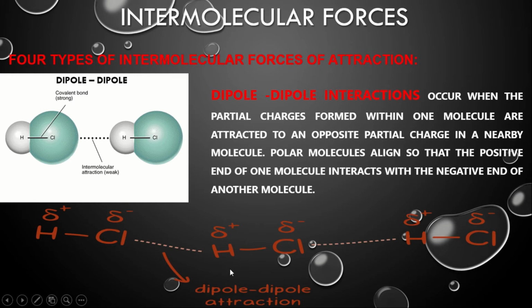Dipole, ibig sabihin, dalawang charge. Di means two, pole means charge. So, this is a dipole. Meron siyang slightly positive and partial negative. So, this is a dipole. And this has a partial positive and partial negative. So, this is another dipole. So, this is an example of a dipole-dipole interaction.